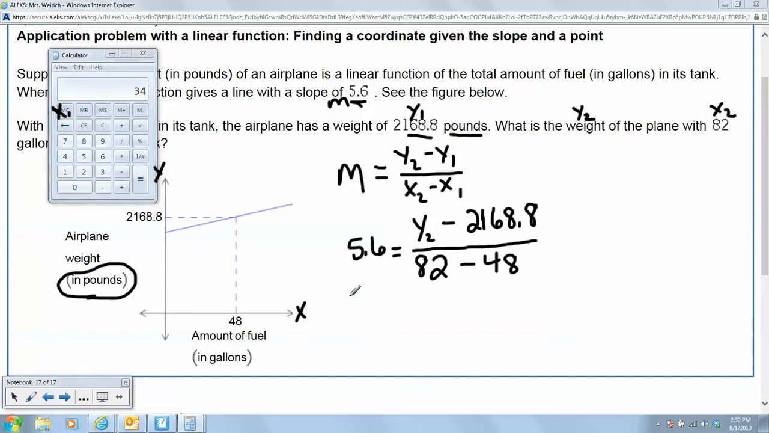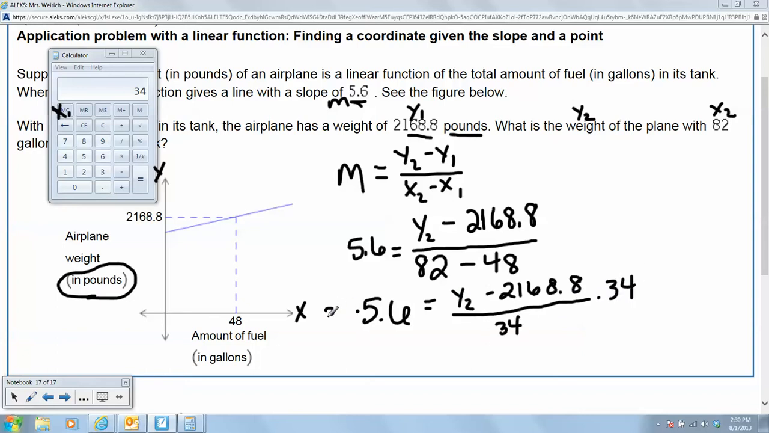So let me get my pencil back. I've got 5.6 equals y2 minus 2,168.8 over 34. If I want to continue to solve for y2, I'm going to get rid of dividing by 34 by multiplying by 34. On this side, the 34s will cross off. On the right hand side, I've got y2 minus 2,168.8. And on the left hand side, I have to figure out what is 34 times 5.6. That's 190.4, so I'm going to put 190.4 in right here.